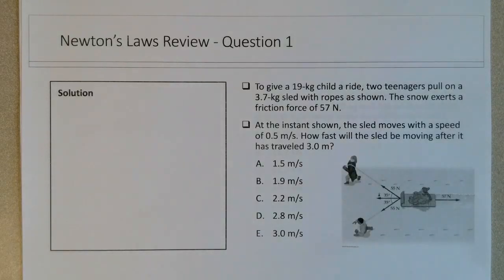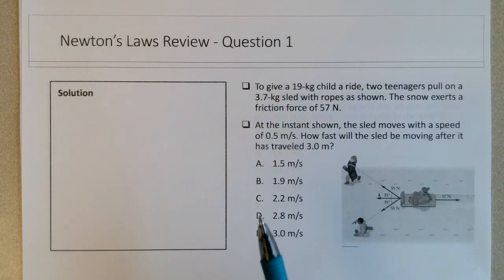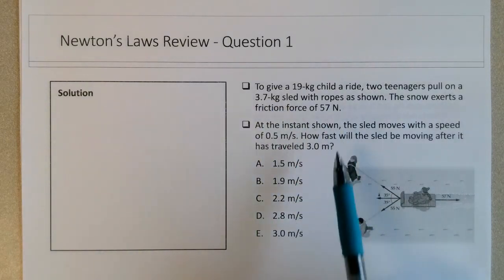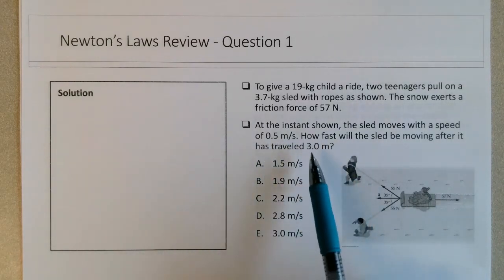Okay, so in this first Newton's laws review question, we're looking at a sled with a small child placed on top, being pulled by two people with forces of 55 newtons at angles of 35 degrees from the horizontal, and a friction force by the snow of 57 newtons. So we're given the mass of the child and the mass of the sled, which we need to combine later, and the total forces on the sled. And at the instant shown, we're told the sled is moving at a speed of 0.5 meters per second, and we want to know how fast the sled will be moving after it's travelled a distance of 3 meters.